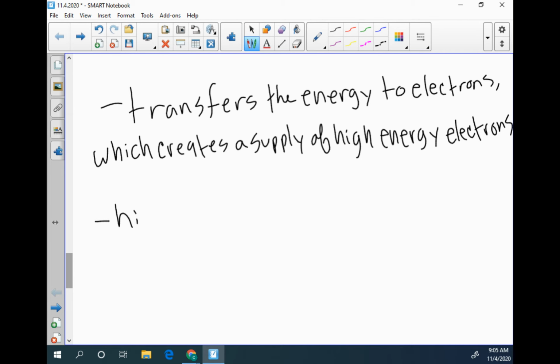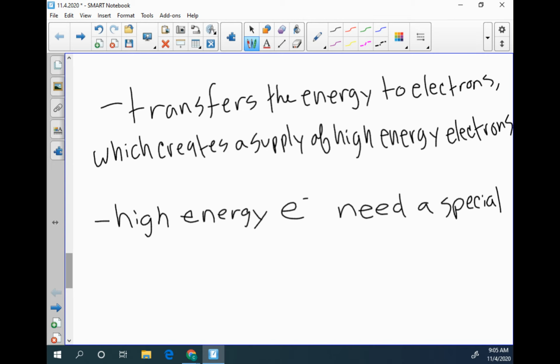Now, high energy electrons, which I'm going to abbreviate as just e minus, that'll mean electrons from now on, need a special carrier. They can't stay on chlorophyll for very long. So they are transferred to something called an electron carrier.